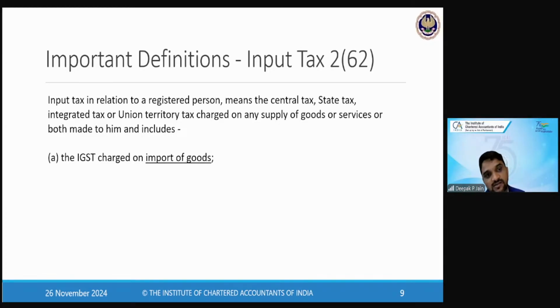Before that, input tax also has been defined. Input tax in relation to a registered person means the central tax, state tax, integrated tax, or union territory tax. So when you say input tax credit, it is not that you can only claim the credit of central tax. You can claim credit of everything. If the supplier has charged you UTGST and IGST, you can claim the credit. And if the supplier has charged you UTGST and CGST, even then you can claim the credit. Am I saying the right thing?